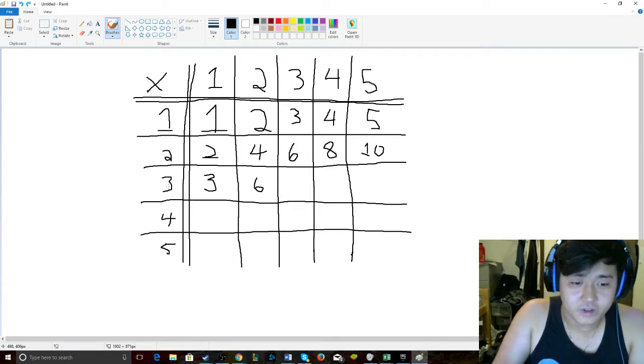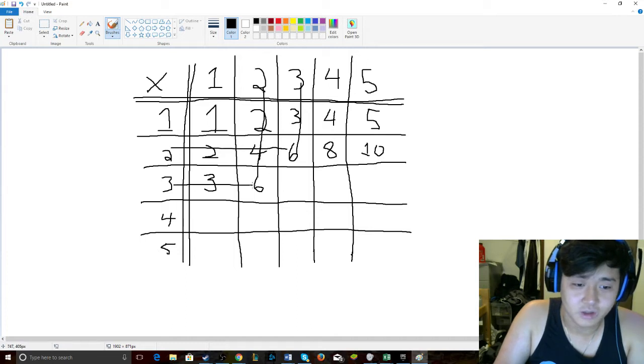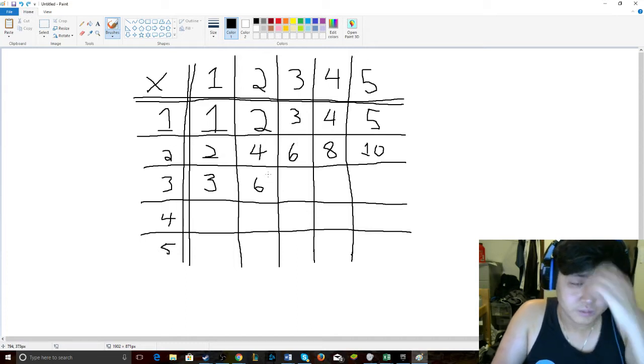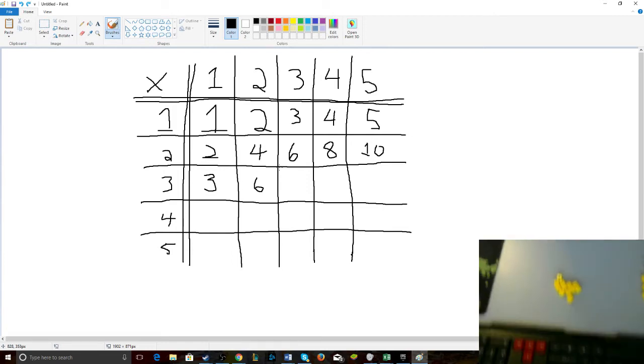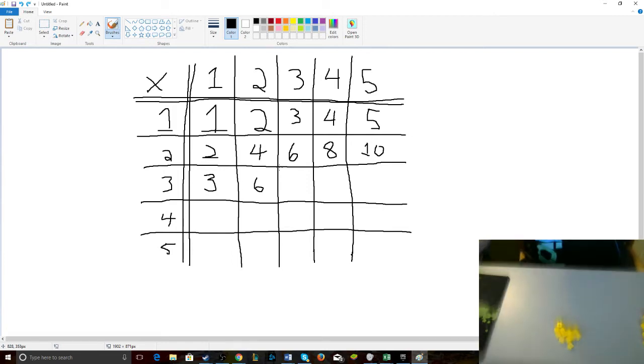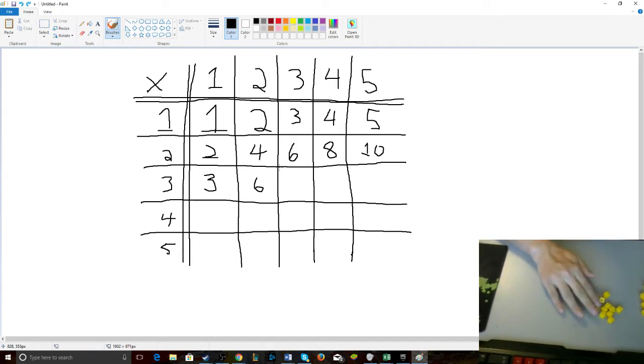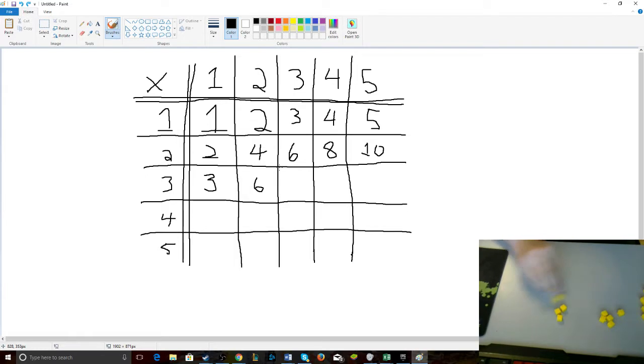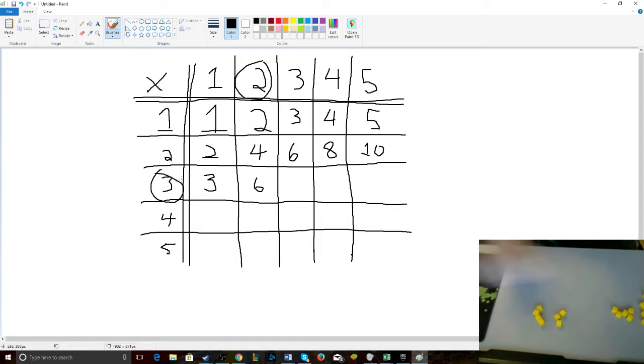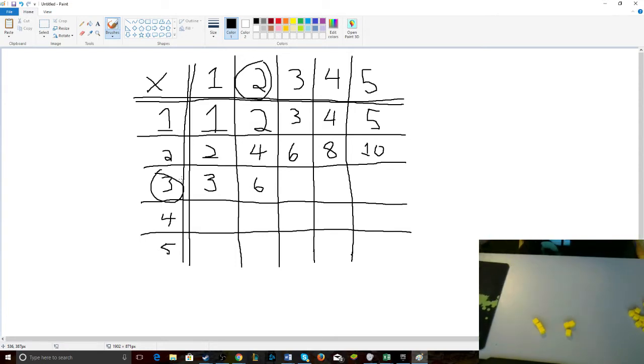So we've already done 3 times 2, because that was in this box right here, a 3 times a 2, and then we have a 2 times a 3. So going back to the blocks, we have two groups of 3 as our equation here, and that's how we got 6. We have 2 groups of 3. So we have one group of 3 here, and one group of 3 there. And the total amount of blocks is 6.